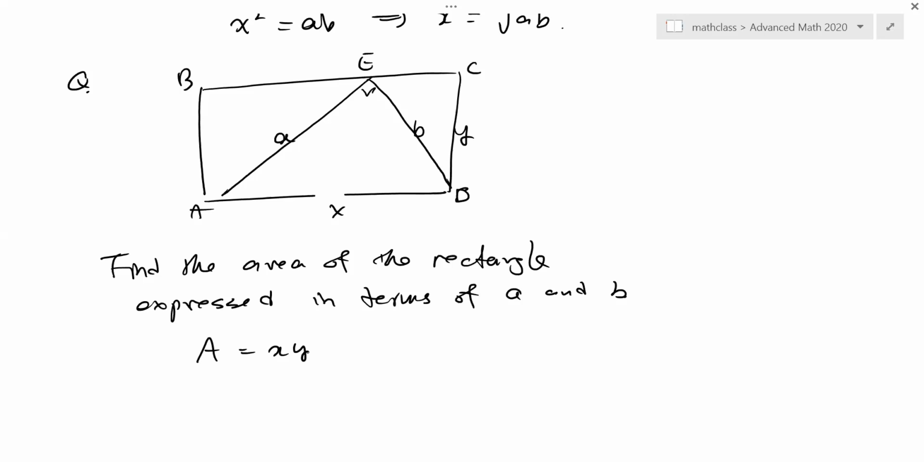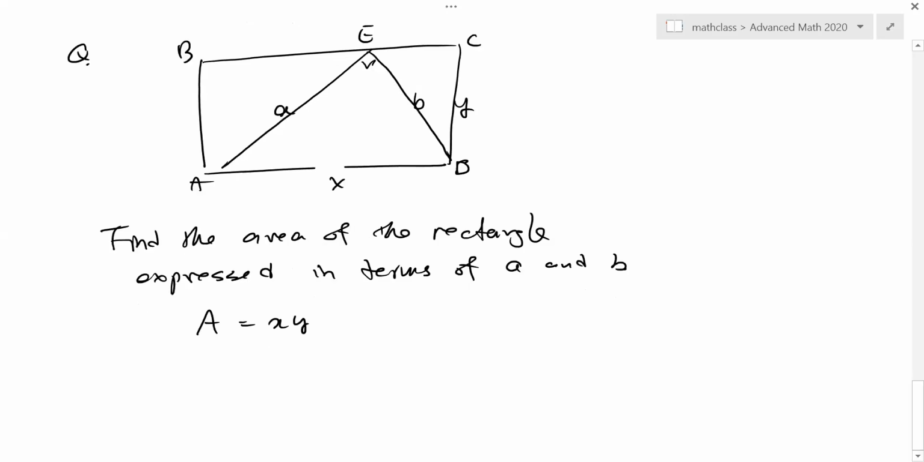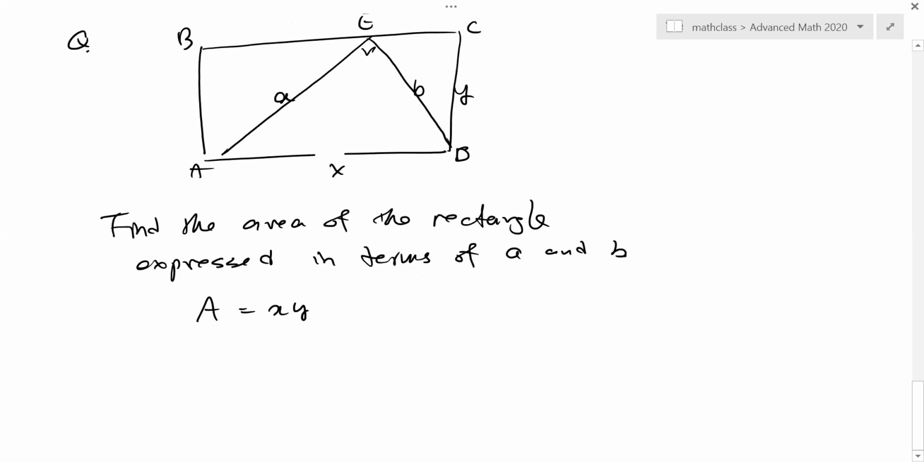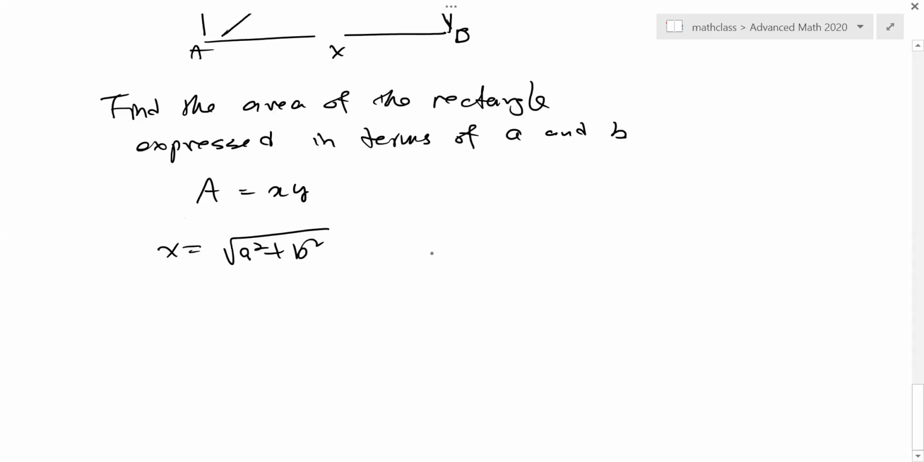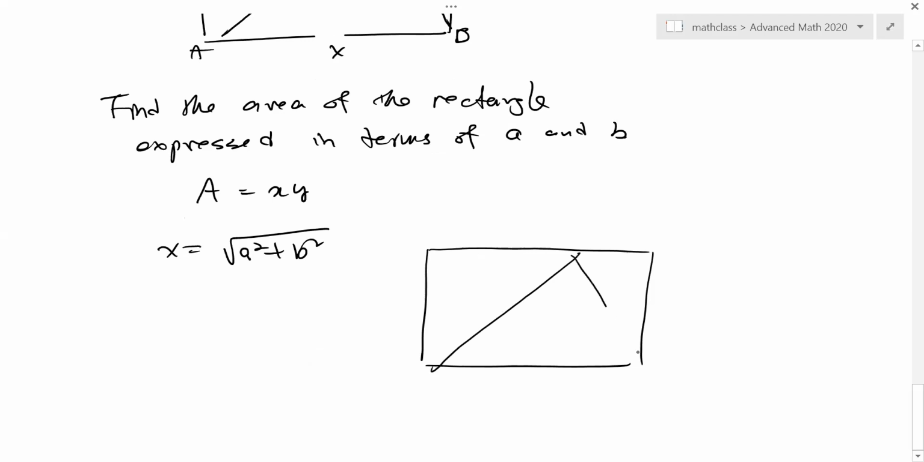All right, so let's try. Now we're trying to get x and y, but clearly x is easy: x is the square root of a squared plus b squared, no problem, by the Pythagorean theorem. Now how do we get y? You can maybe use similarity. This is y, and here's a and here's b.